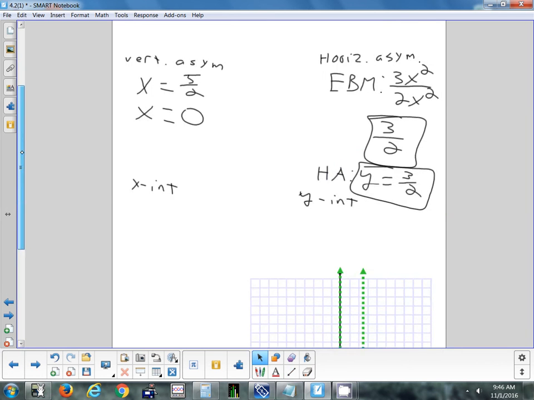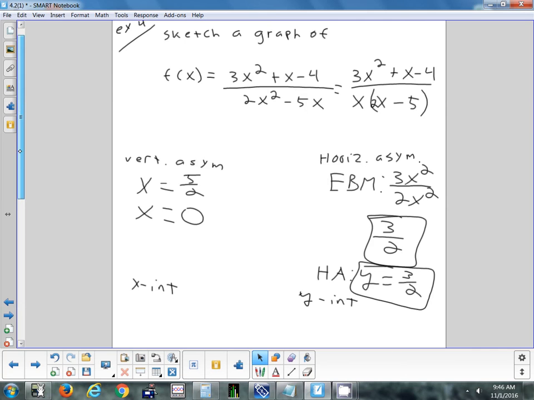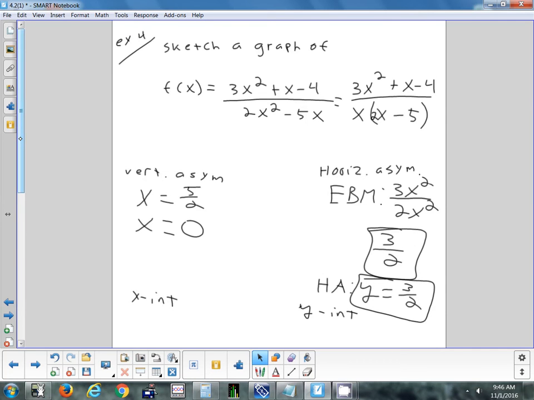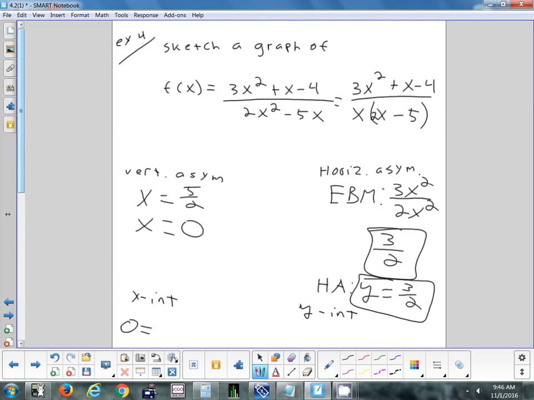X-intercept. Okay, let y equal 0 for that one. I'm going to hold off on finding the x-intercept because I could do it, I just have to solve this equation. Just set the top equal to 0. 3x squared plus x minus 4.